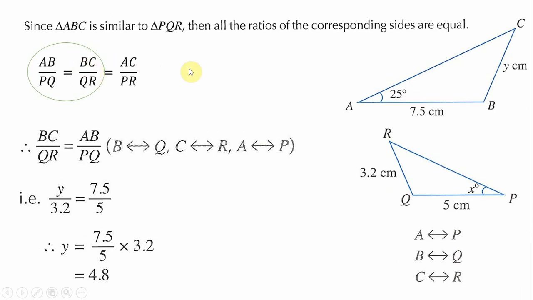On this page we are going to find the unknown sides. Since these two triangles are similar, the ratios of all the corresponding sides are equal. In this example, only these two pairs of sides are involved, so we will take this equation to find the unknown value. Substitute the values of these sides, simplify the equation, then we have y equal to 4.8 centimeters.